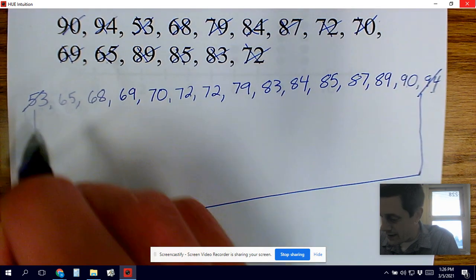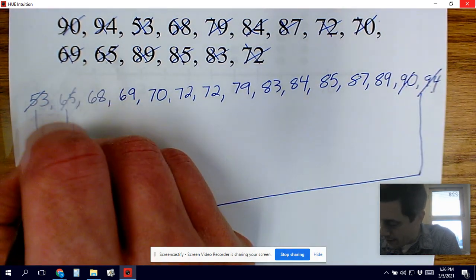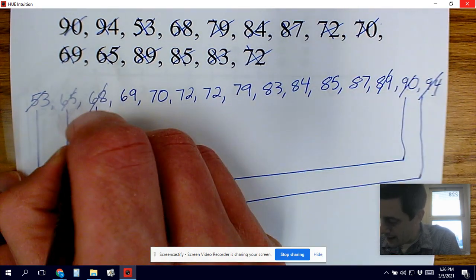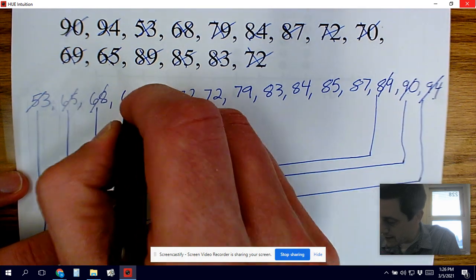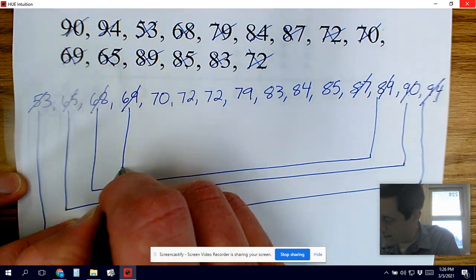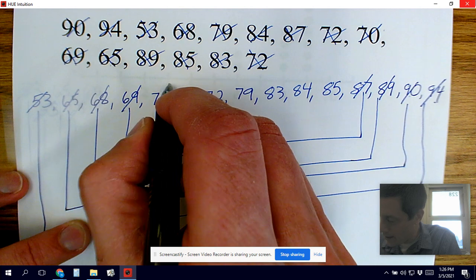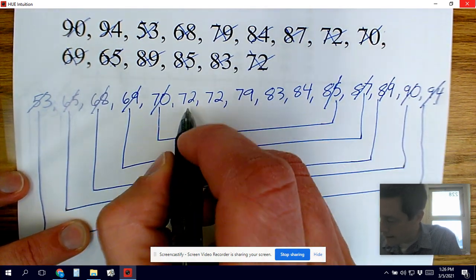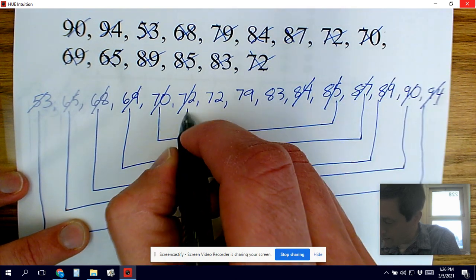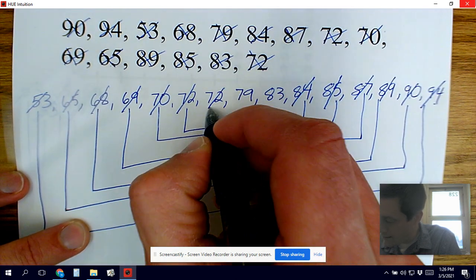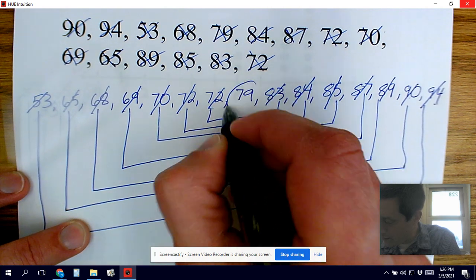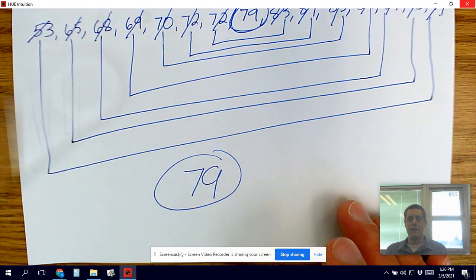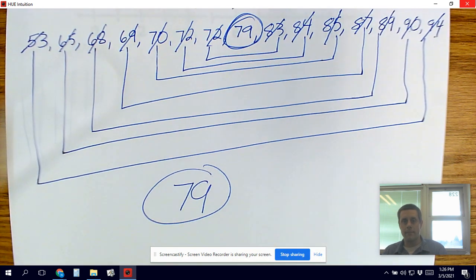Next in, 65 and 90, both getting knocked off together. 68 and 89. 69 and 87. Working my way inward, 70 and 85. 72 and 84. 72 and 83, and I'm left with just 79 in the middle. So 79 is the median of our data set.